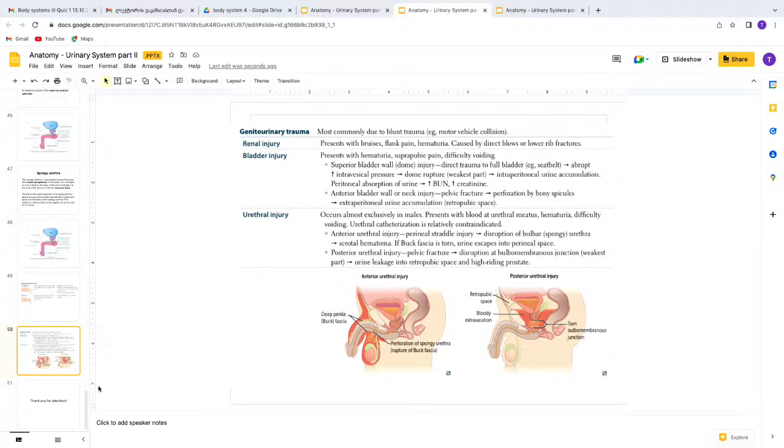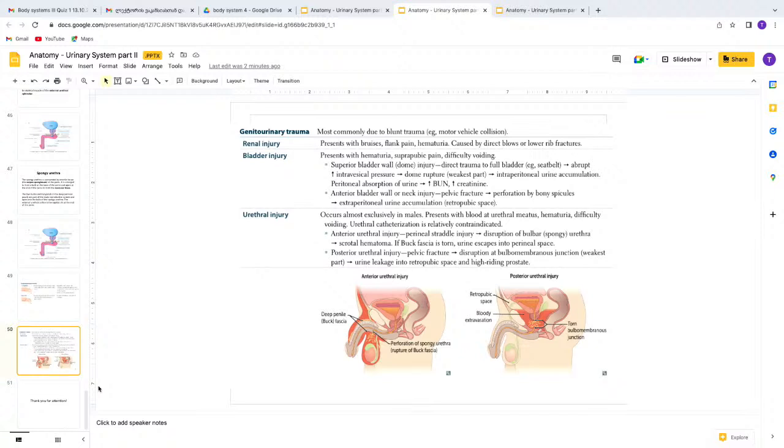When we have bladder injury, again it is with hematuria. Hematuria is the presence of blood in the urine. We have suprapubic pain and/or difficulty in voiding. It happens because of direct injury of the bladder wall, injury of the neck of the bladder, or maybe a pelvic fracture.